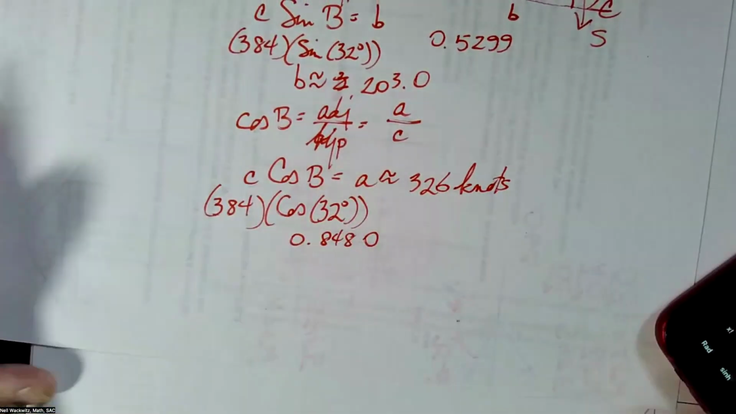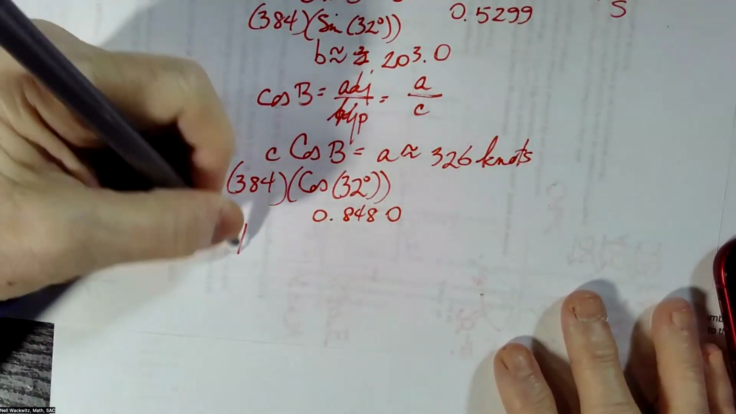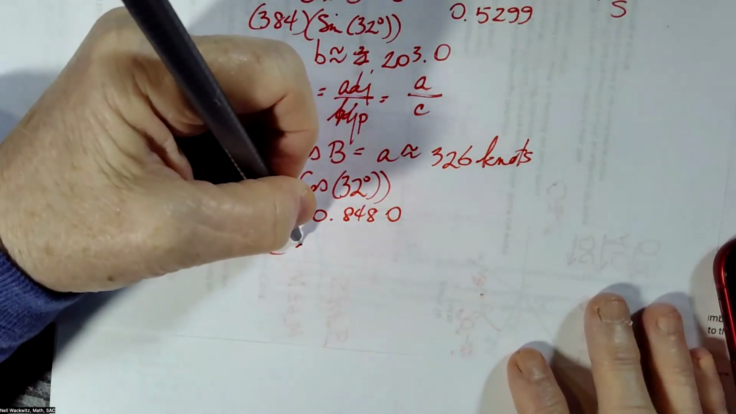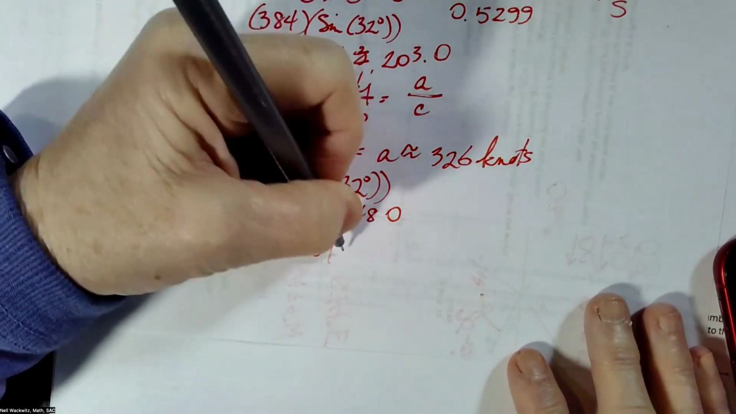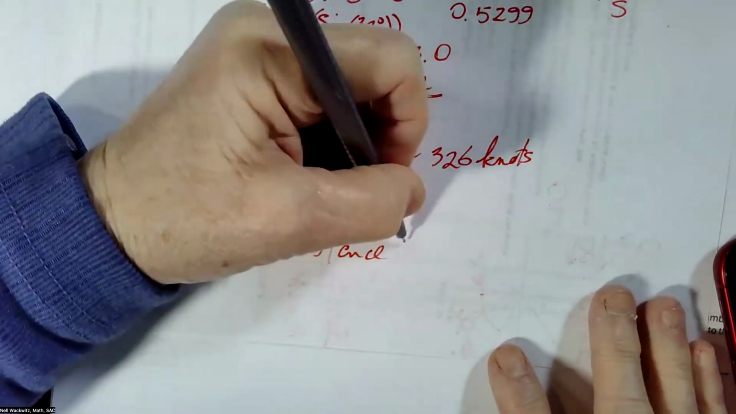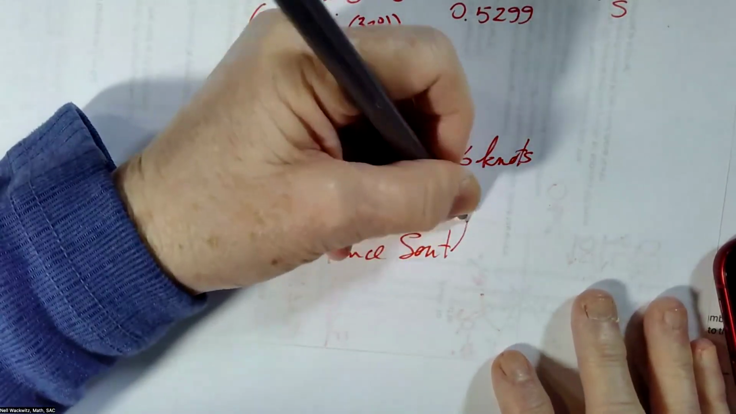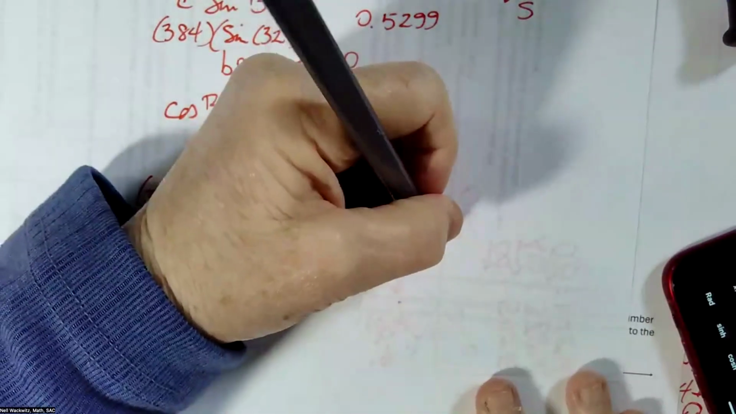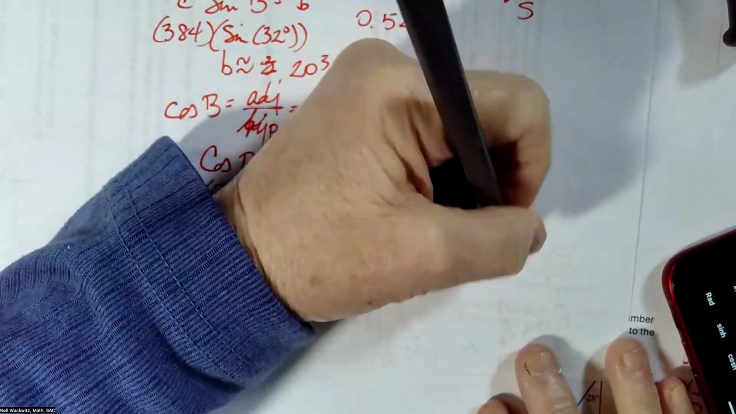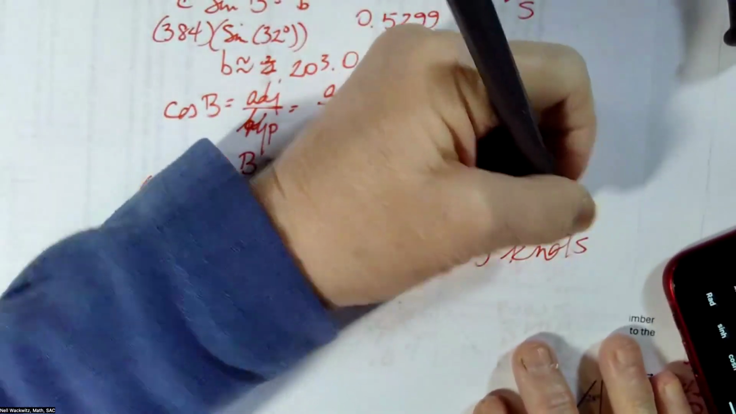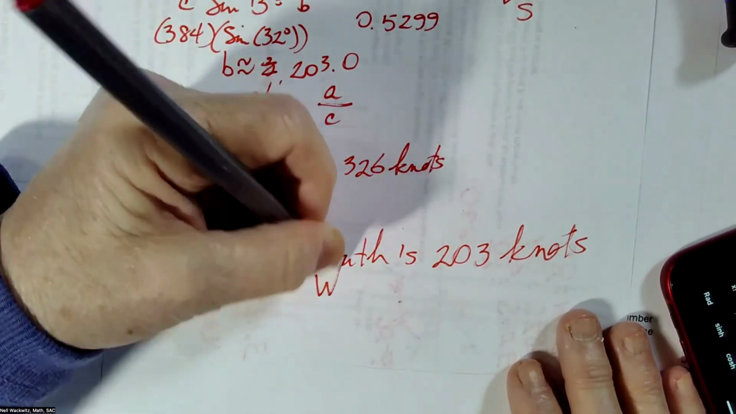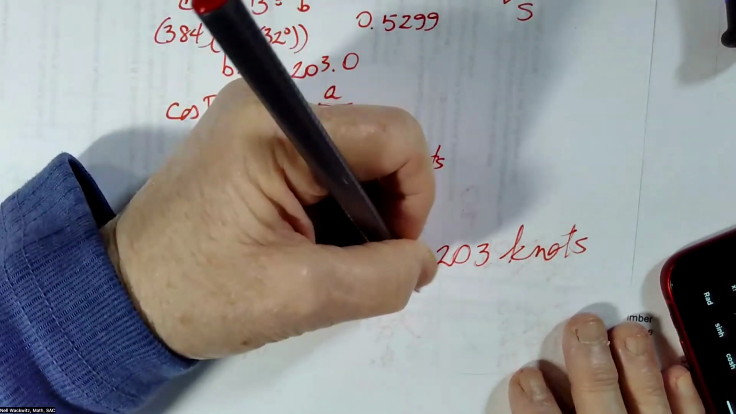And then I'm going to try to be really good. The nautical distance south is 326 nautical miles. West is 203 nautical miles. Yes.